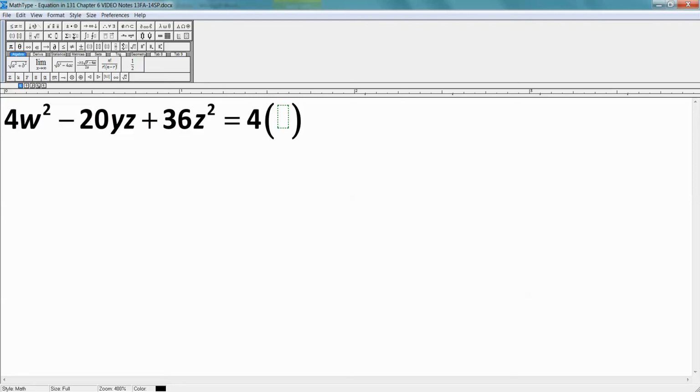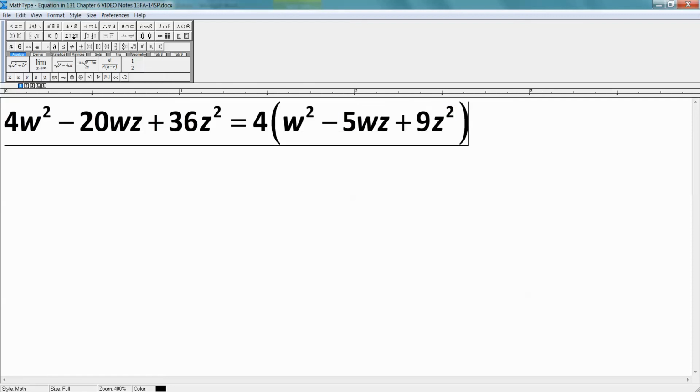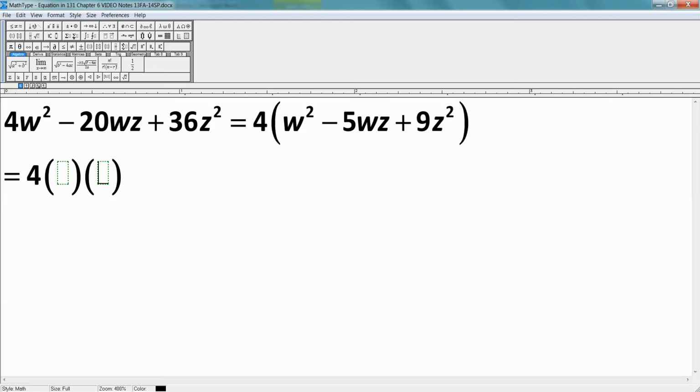Oh, I think this is a typo. Yes, it is. I think I meant WZ there. Sorry, my fault. All right, so let's take a 4 out. That leaves us W squared minus 5WZ plus 9z squared. Well, that's much more respectable. Now our leading coefficient's 1 in front of that w squared, so that's much better. Okay, so all we need to do is figure out how to break this up evenly into 2 parentheses. I know it's going to be a w and a w.